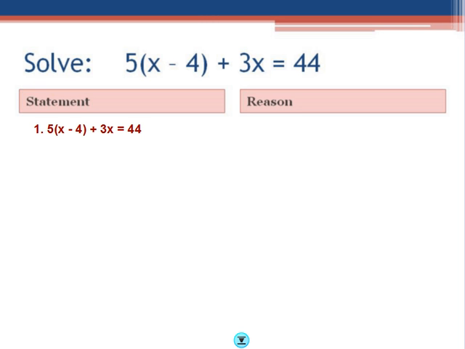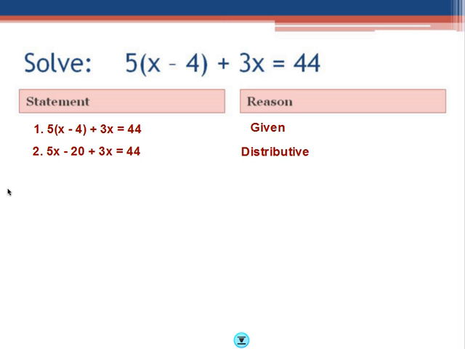We're going to do one more together. This one's going to have a few more steps. So again, we have 1, and we know that that's given to us. Then, our next step, we're going to go and we're going to distribute that 5 through. So we know that that's going to be by our distributive property.